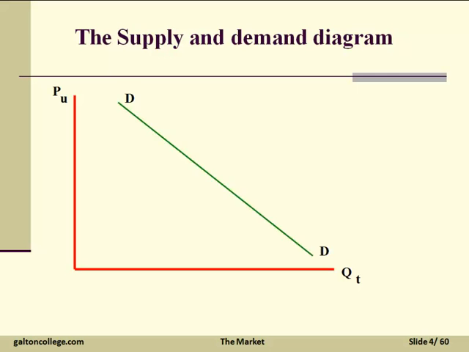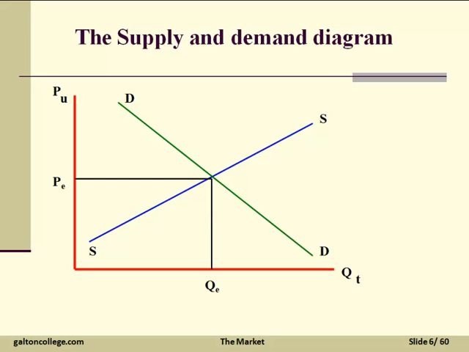So if we insert the demand curve, it is downward sloping. In other words, as the price falls, we demand more. And that's a typical demand curve in economics. The supply curve tends to be upward sloping. As the price rises, producers have more incentive to supply the good, so the supply increases.